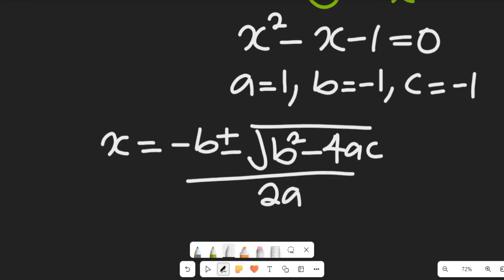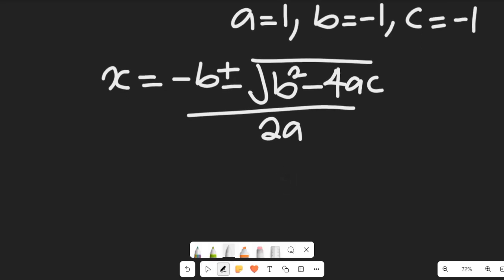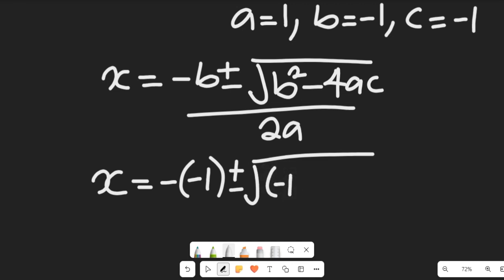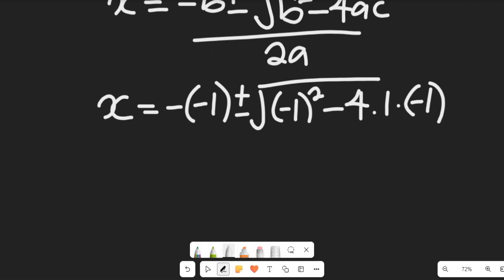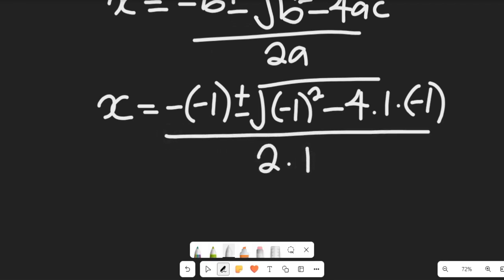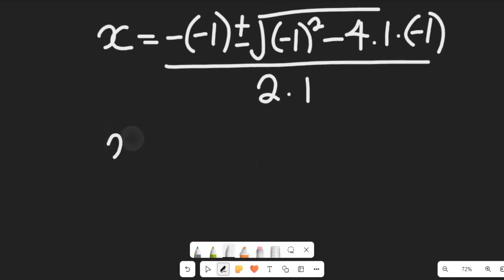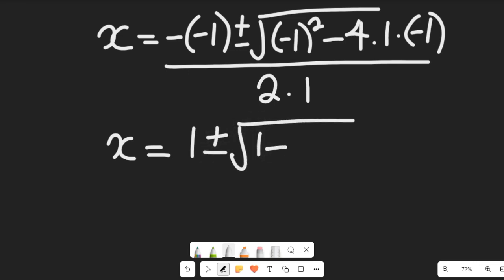So if we want to simplify this, we are going to get the value of x. From here, the value of our x will be equal to negative multiplied by -1, plus or minus the square root of -1 squared, which is b squared, minus 4 multiplied by 1 multiplied by -1, and all these will be divided by 2 multiplied by 1. So the value of our x will be equal to 1 plus or minus the square root of 1 minus, this will become plus 4, divided by 2. Because minus times minus is equal to plus, 4 times 1 times 1 is equal to 4.